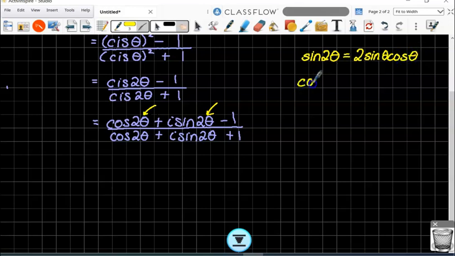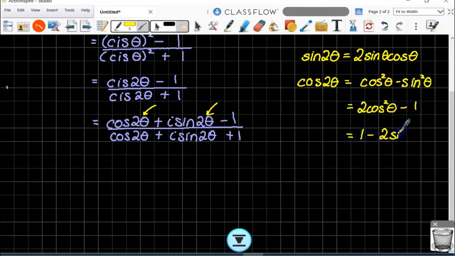Because I never remember. So cos 2 theta, is it cos squared take sine squared? Yeah. So we've got cos squared theta take sine squared theta. What else have we got? I've got the 2 cos squared theta take 1. And I know this one now: 1 take 2 sine squared theta. Now, these ones make me feel a little bit happy, because they can cancel the ones.